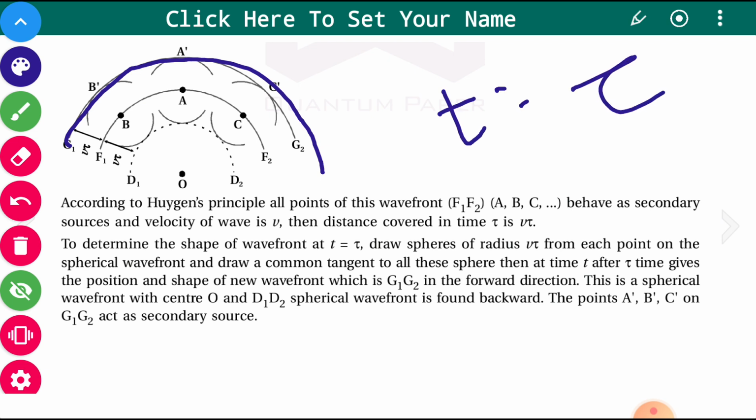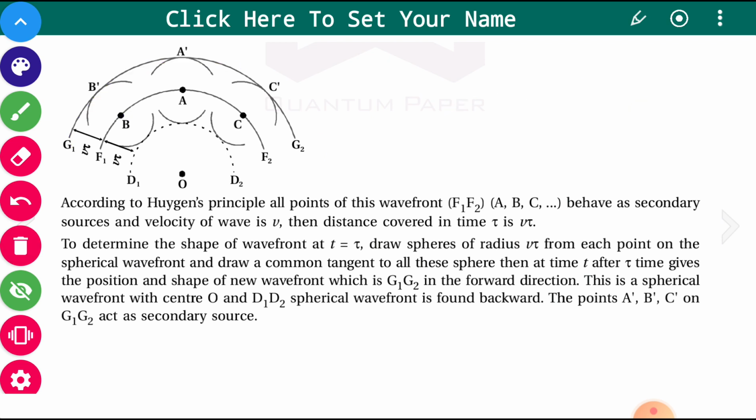Draw spheres of radius v tau from each point on the spherical wavefront, and draw a common tangent to all these spheres at time t after, say, time tau, which gives the position and shape of the new wavefront.